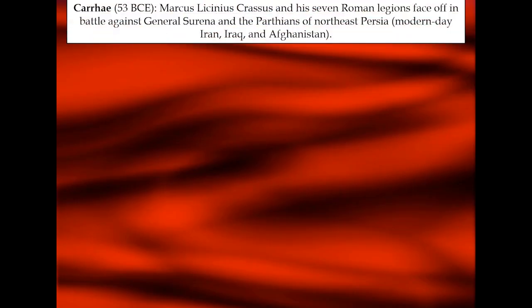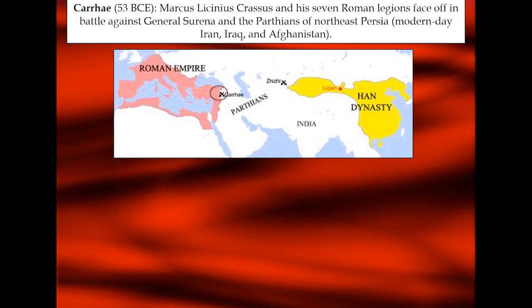I want to tell you a bit of a historical story about silk, one that I like very much that's in the book. This is the first Western encounter with silk, which occurred at the Battle of Carrhae in 53 before the Common Era, and I've given you a map here to get you located. Right at the juncture of the Roman Empire and the Parthian Empire, which is in northeast Persia, modern-day Iran, Iraq, and Afghanistan, one of Rome's wealthiest men, Marcus Licinius Crassus, brought his 7 Roman legions to face off in battle against General Surena and the Parthian archers.